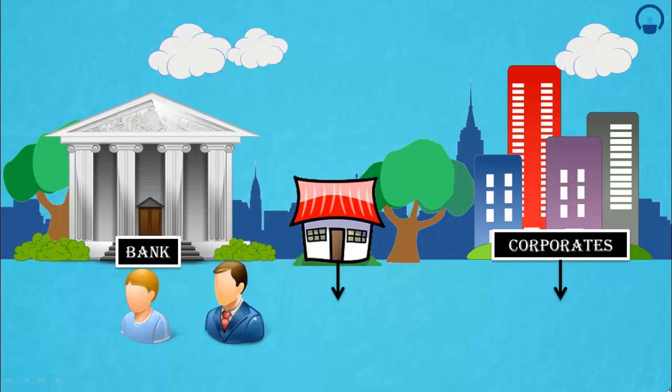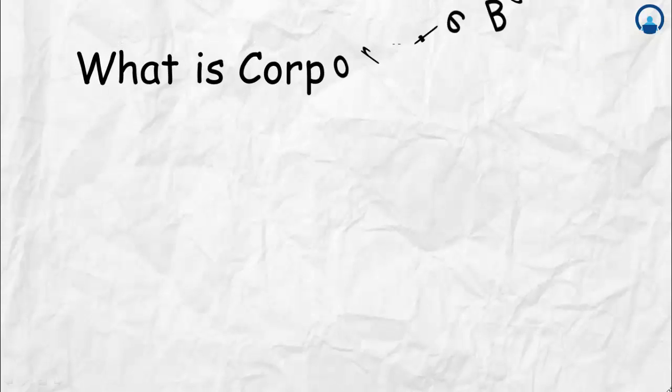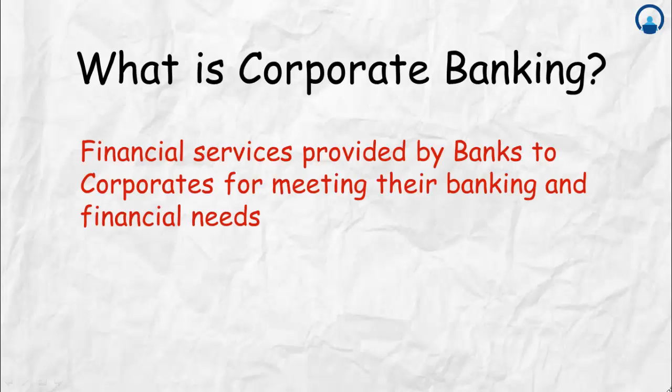Let's move forward now and understand the definition of corporate banking. It is financial services provided by banks to corporates for meeting their banking and financial needs. So this is exactly what we saw. Now, banking operations are carried out by both retail and investment banks, and we are basically going to concentrate on retail banking operations. Corporate banking is also known as business banking, and as we saw, it deals with corporate customers, not just individuals like us. We are going to see a different class of banking, that is corporate banking.